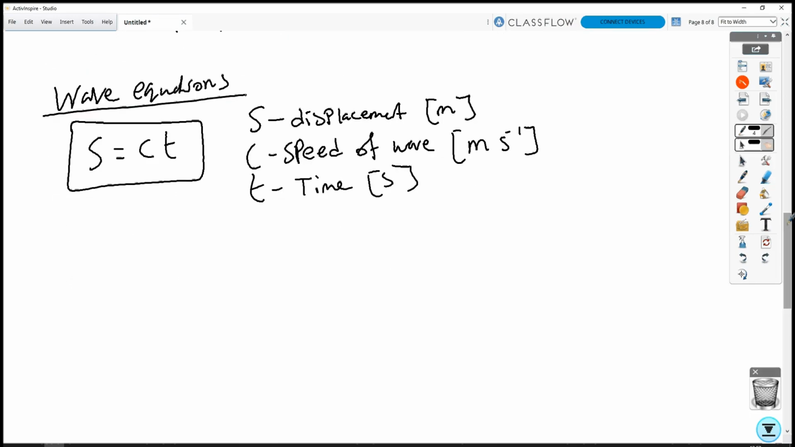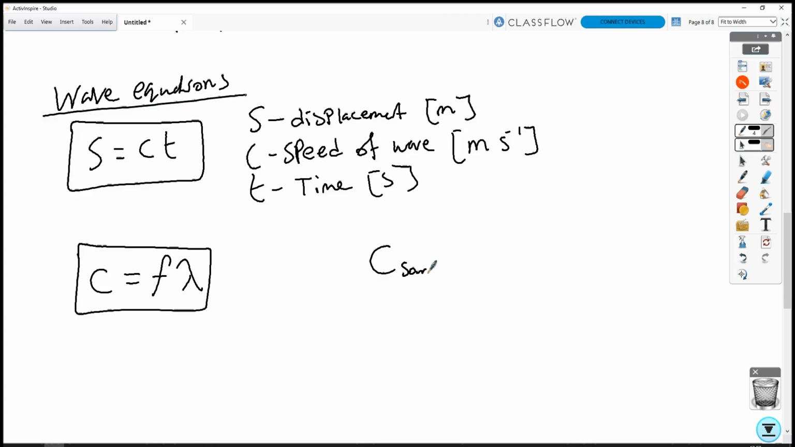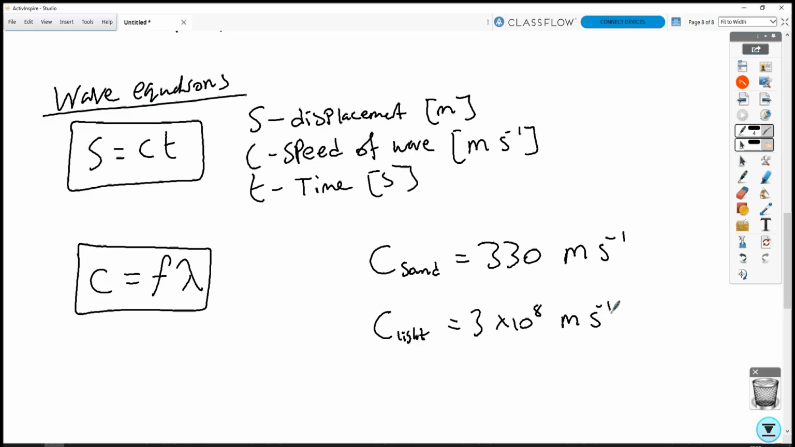And the second equation I want to give you is c equals f lambda. Again, this is an equation you're familiar with from GCSE. c is the speed of the wave, we mentioned already. And then I'll give you two values that you should roughly know. So c for sound is approximately 330 meters per second. Sometimes it'll be quoted as 340, sometimes 330. And then the speed of light, which you should already know, is 3 times 10 to the 8 meters per second.